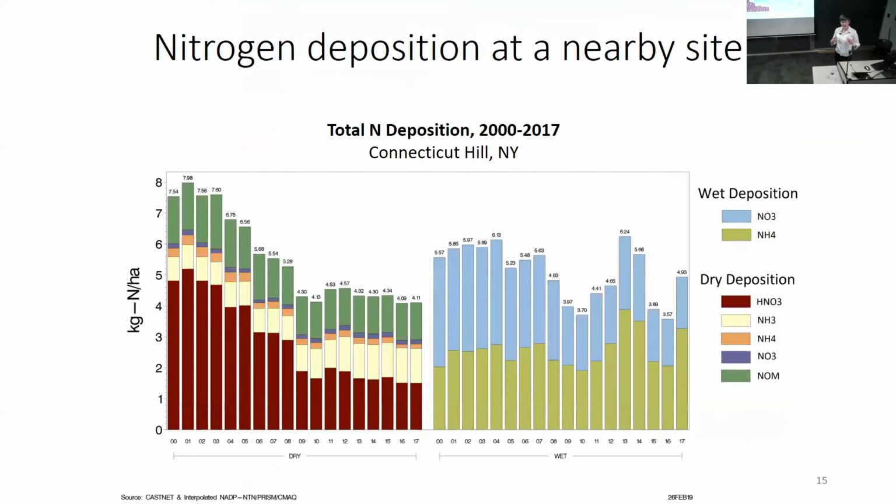So putting the nitrogen deposition for the site into perspective, you can see here in 2000, total deposition was a lot higher than it is now. So still elevated above presumed pre-industrial levels, but deposition is moving in the right direction. And you can see nitrate in particular makes up a pretty good proportion of the overall deposition.